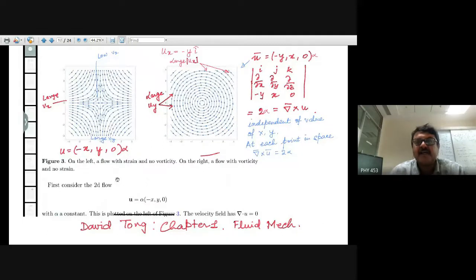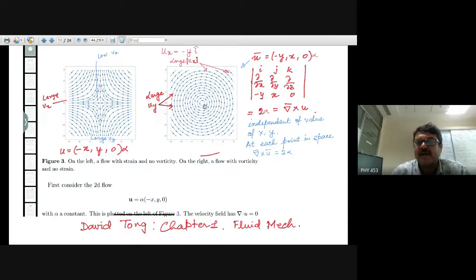On the other hand, if you had a velocity field which is minus y, x, 0, times some constant alpha at the moment, and if you take the curl, you'll get a finite value of 2 alpha. And I want to show you what this flow field is.